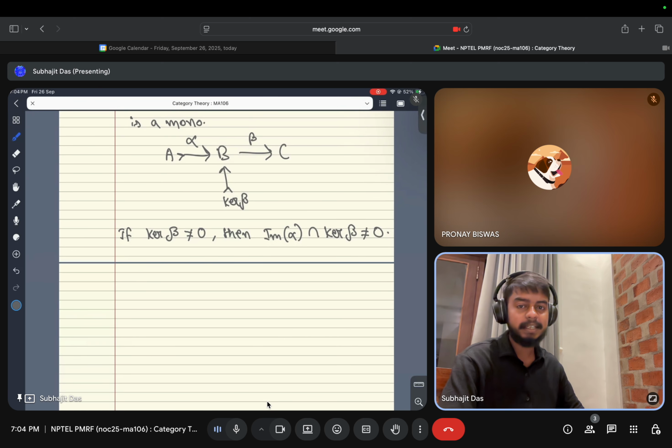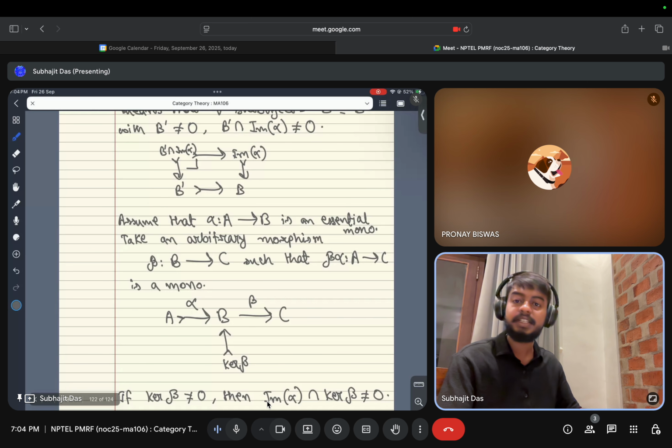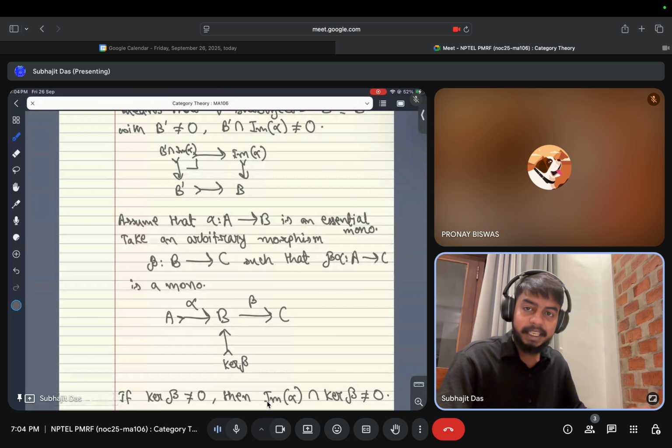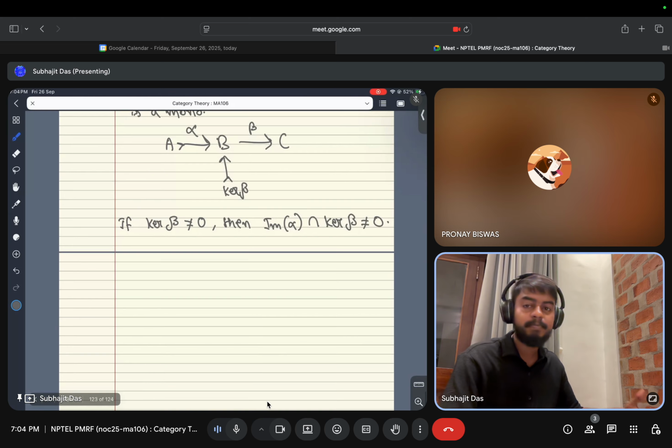There's a reason I'm asking this. Why do we want to bring pullbacks into the picture? Because the entire definition of essential monomorphisms is framed in terms of intersections, which are just pullbacks. So we want to make use of this fact that we have pullbacks. So what we want to do is phrase everything in terms of pullbacks.